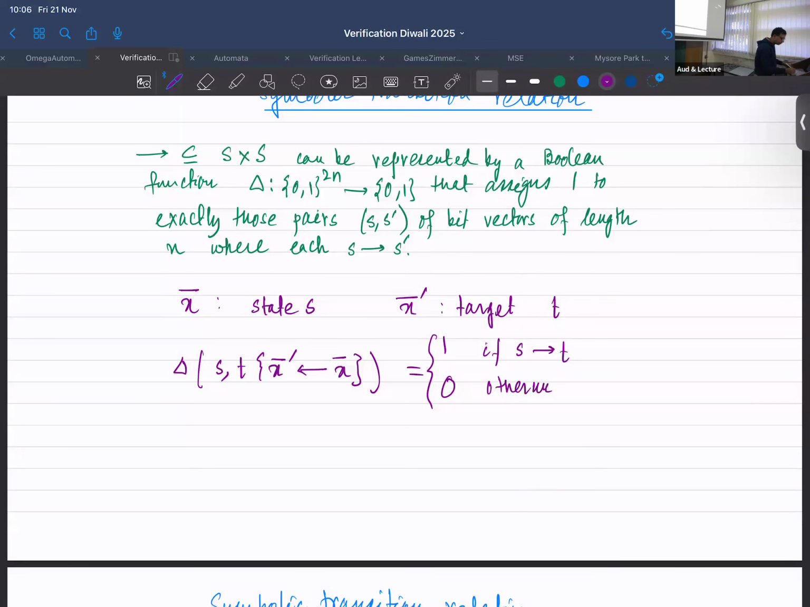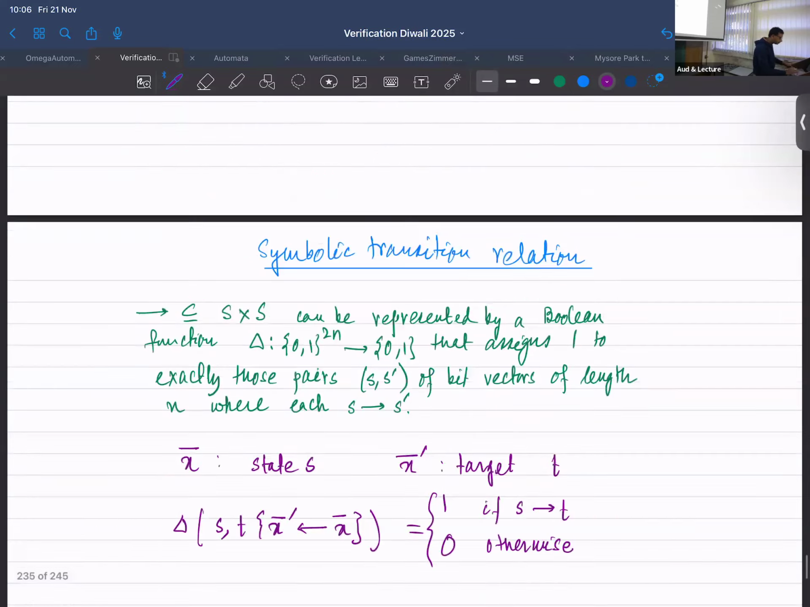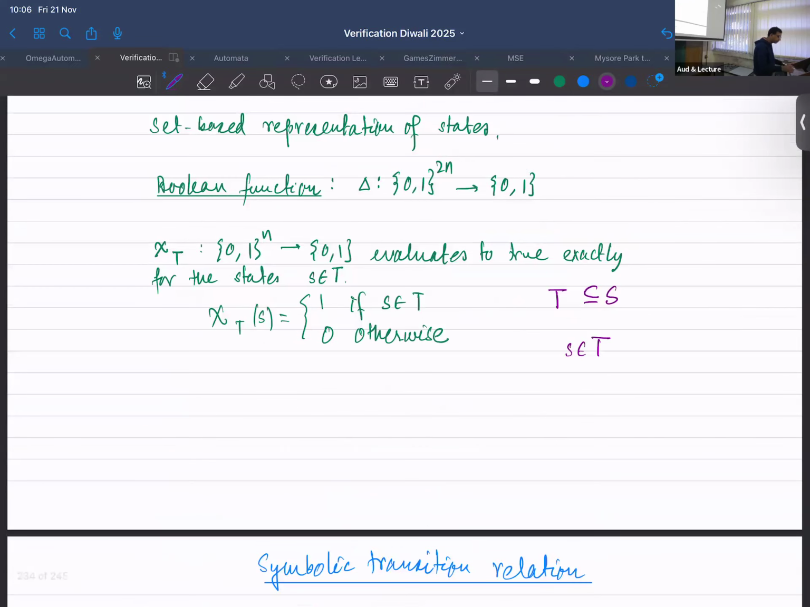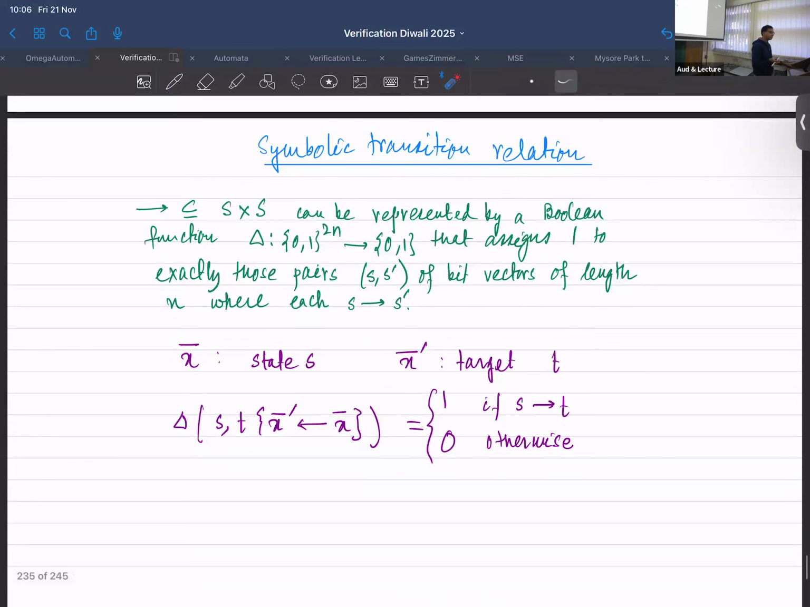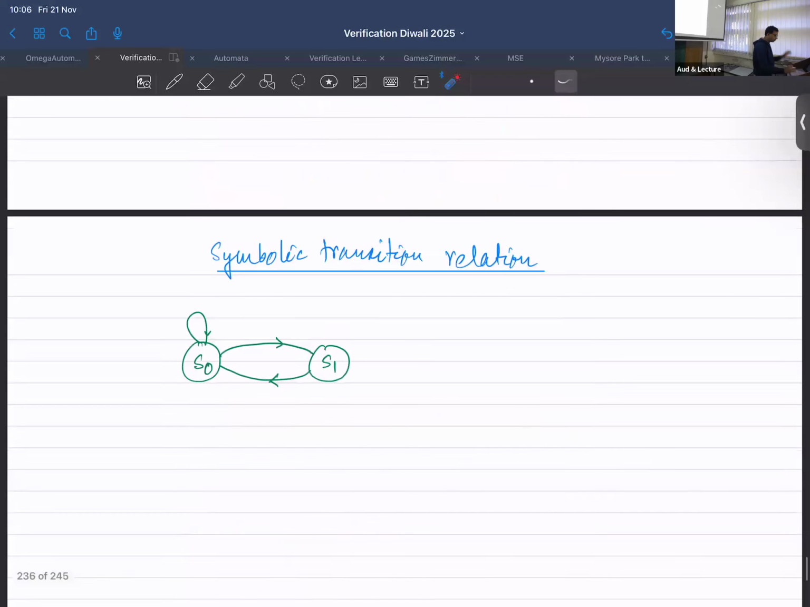Otherwise it's 0. So essentially, the delta denotes a set, but instead of a set of states, now we are talking about a set of transitions. If there is a transition, then the delta corresponding to this S comma T will be 1, otherwise it's 0.